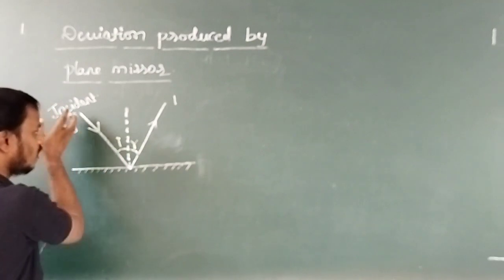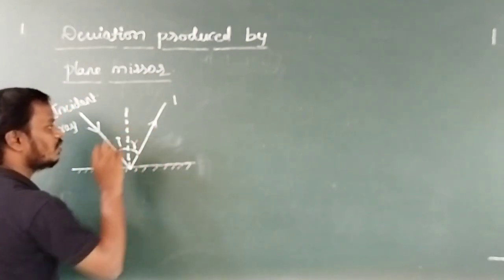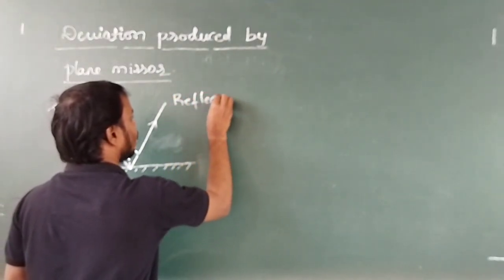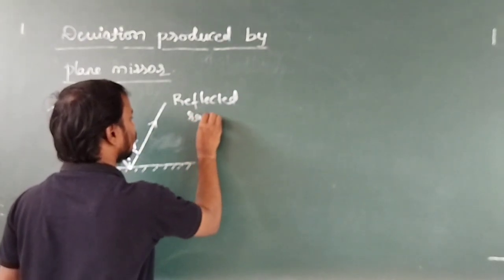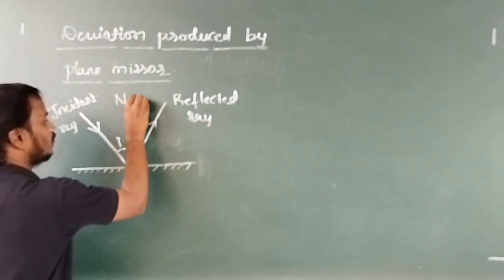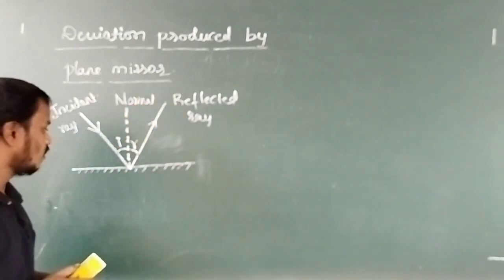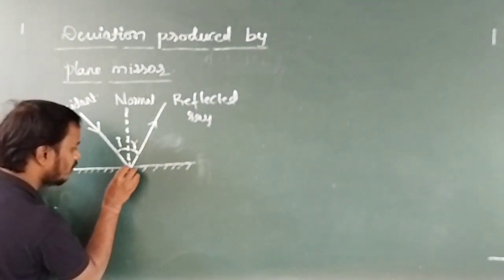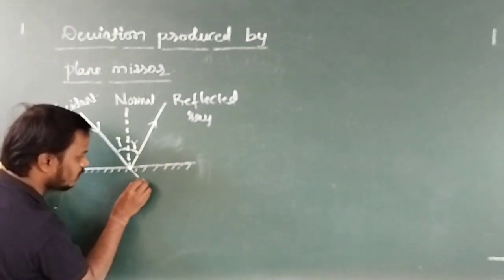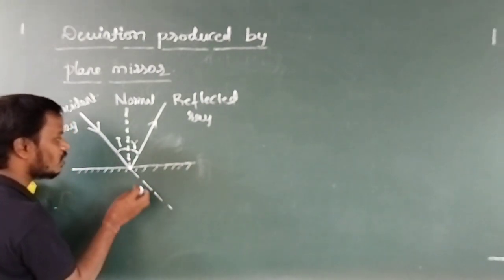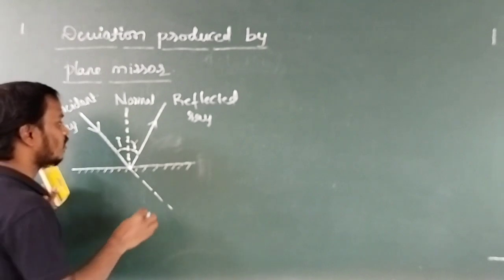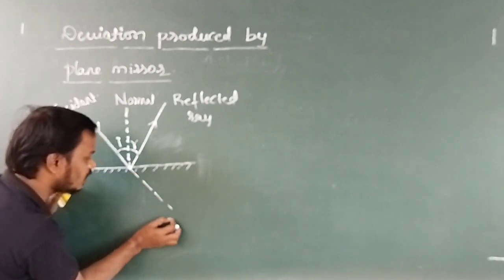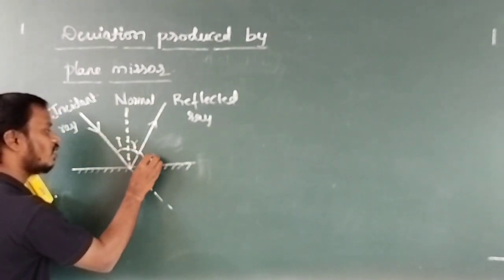What does this arrow indicate here? The light moving towards the mirror. What does this arrow indicate here? The light moving away from the mirror after the reflection. This is the reflected ray and this is the normal. Suppose there is no mirror, this incident ray would pass straight without any reflection. But because of the mirror, the light undergoes reflection. Then what is the angle between this reflected ray and the extended incident ray? This is called the extended incident ray. That angle is called the angle of deviation.